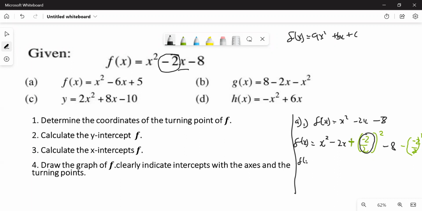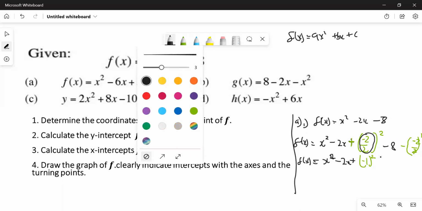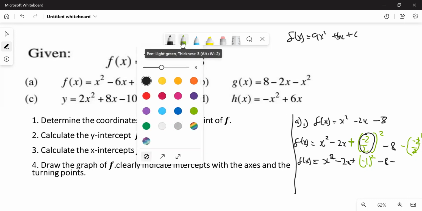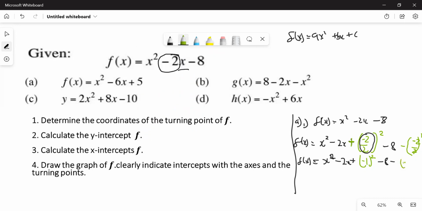And then you're going to have f of x, which is going to be equal to x squared. Okay? So you have x squared minus 2x plus this thing here. If you type this in your calculator, you're going to say -2 divided by 2. Okay? What is -2 divided by 2? It gives us -1 all squared. And then I still have -8 again. Minus, I have here -1 all squared.